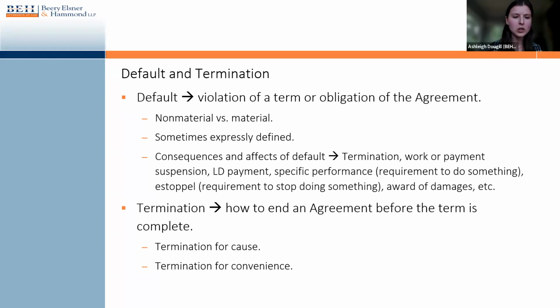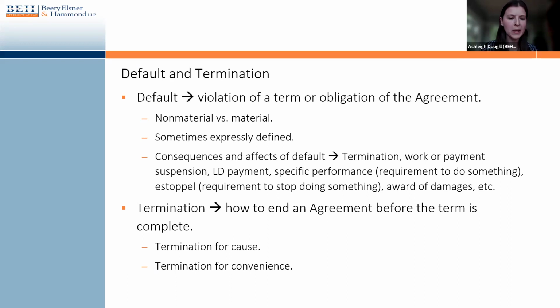And the consequences or effects of a material default are varied. Anything that is available at law or in equity can be pursued by the non-defaulting party. But most commonly, the results of default can be terminating the contract, some sort of suspension of work or payment, some sort of specific performance, which means you're requiring one of the parties to do something, provide something, etc. Estoppel, which means you're requiring them to stop doing something, damages, and more. There's many different results of default.